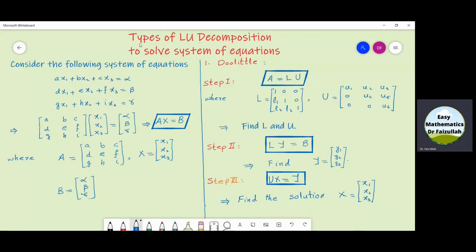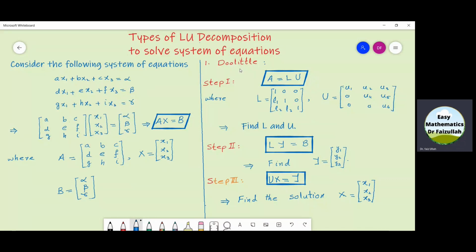To discuss different types of the LU decomposition for the solution of system of equations, for convenience, we consider this system of three equations. Now, this system in the matrices form can be written like this one. Here, this is a matrix of coefficients denoted by A. This one is X and this is B. Therefore, from here we can get AX is equal to B. And now let us explain the first method, which is called the Doolittle decomposition.